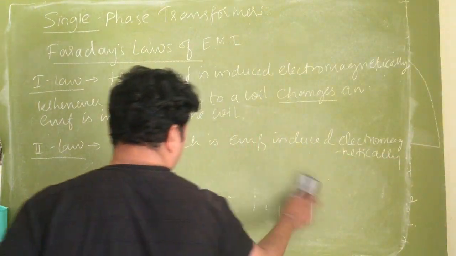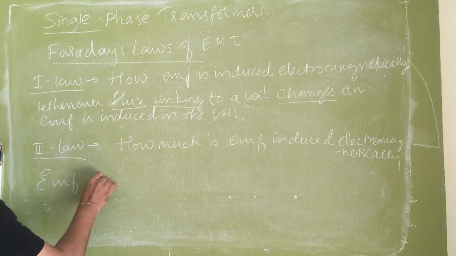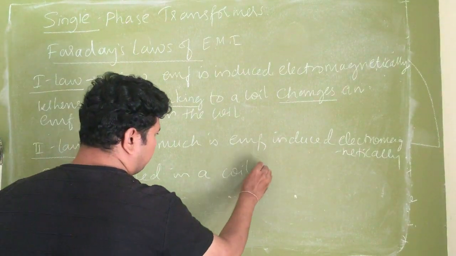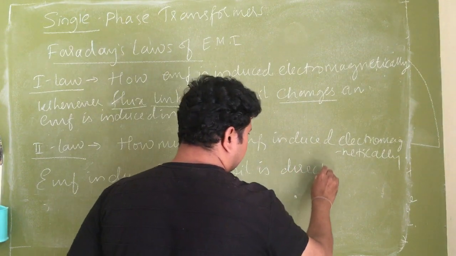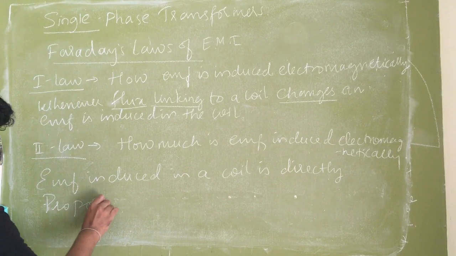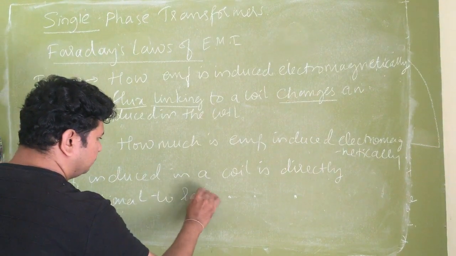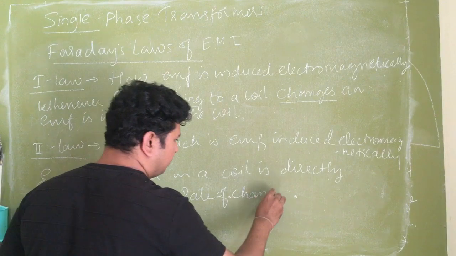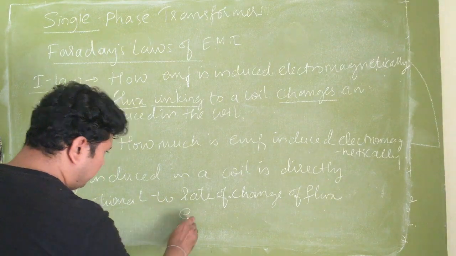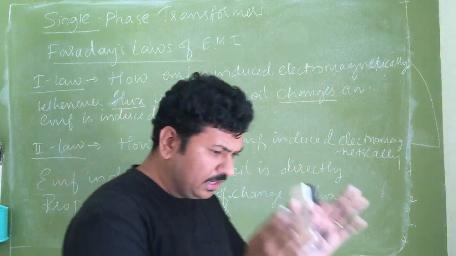Next, what is the second law stating to us? The EMF induced in a coil is directly proportional to the rate of change of flux. That is, E is directly proportional to dφ/dt. Now what do you exactly understand by this?